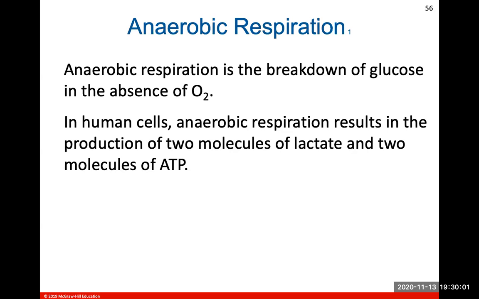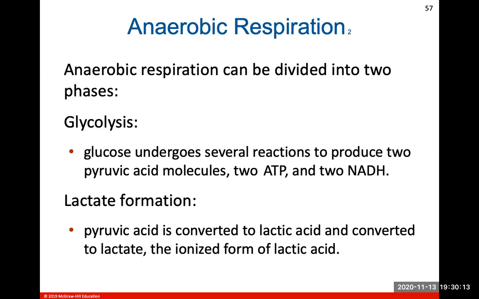Anaerobic respiration is the breakdown of glucose in the absence of oxygen. And in human cells, anaerobic respiration will result in the production of 2 molecules of lactate and 2 molecules of ATP. It can be divided into 2 phases. Glycolysis is when glucose undergoes several reactions to produce 2 pyruvic acid molecules, 2 ATP, and 2 NADH. And lactate formation is when pyruvic acid is converted to lactic acid and then converted to lactate, which is the ionized form of lactic acid.